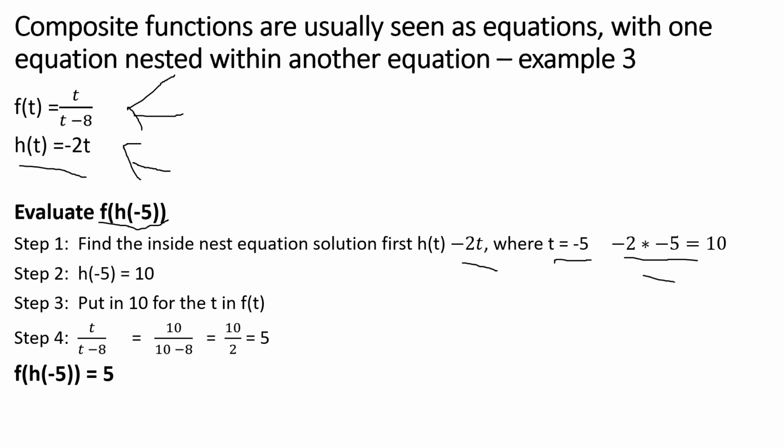That 10 is put in the outer function right here. Wherever I see a t in the outer function, f of t, t over t minus 8, I replace t with 10. So it's 10 over 10 minus 8, which is 10 over 2, which is 5. So with the nested function f of h at negative 5, the result is 5.